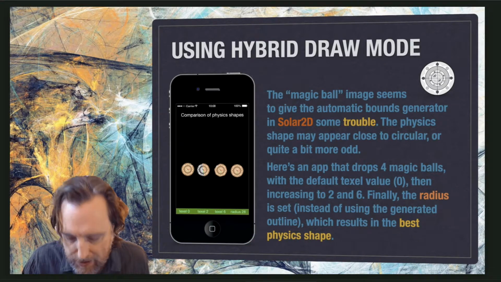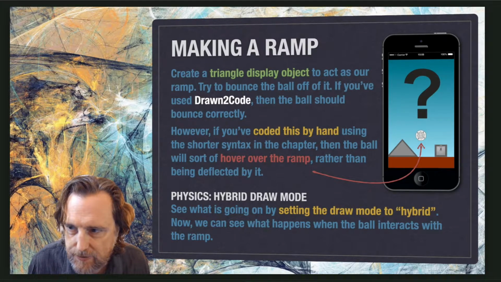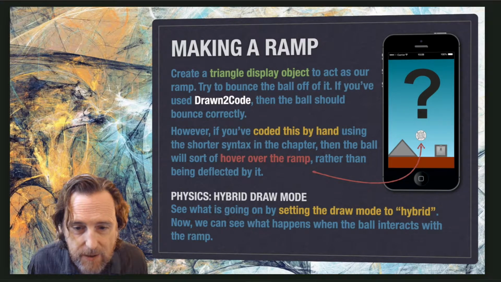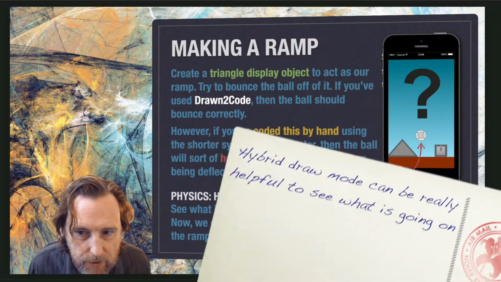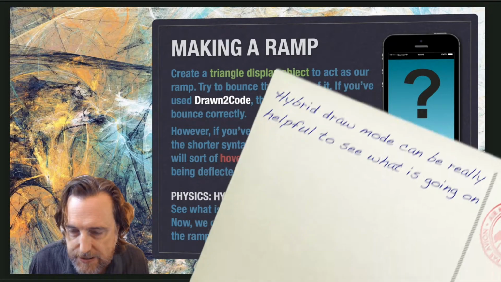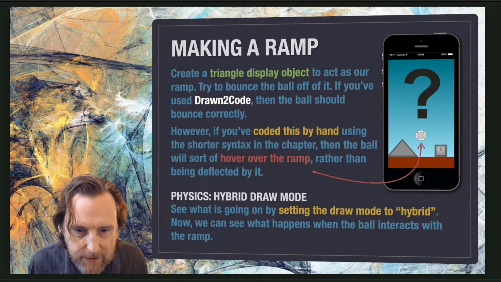So bottom line is, if physics is not working the way you think it's working, stuff is bouncing oddly, ricocheting oddly, then turn on hybrid draw mode. And as soon as you turn on hybrid draw mode and run the app again, you should see one or more of your shapes probably don't look right.